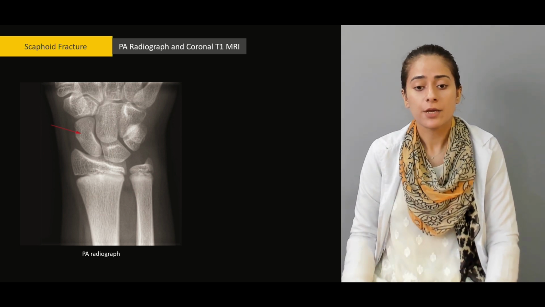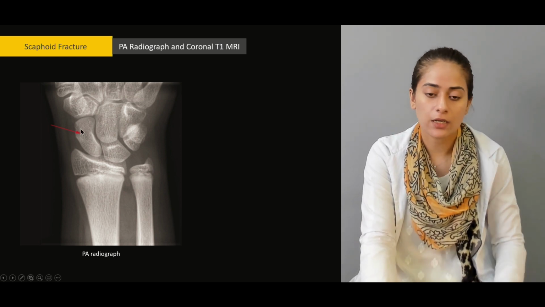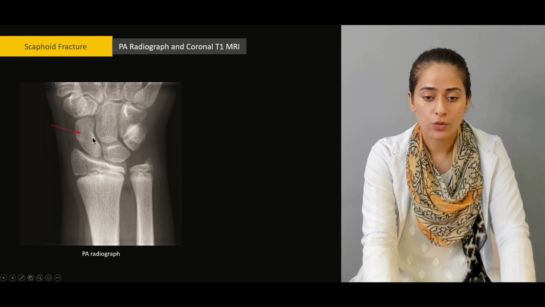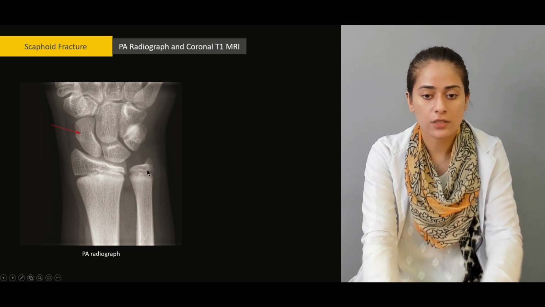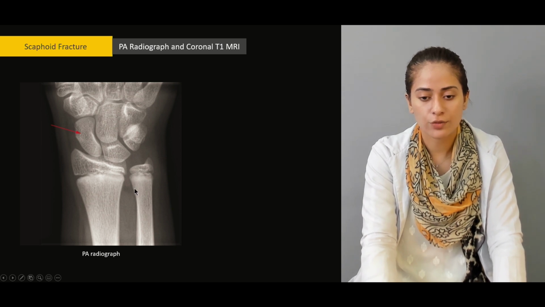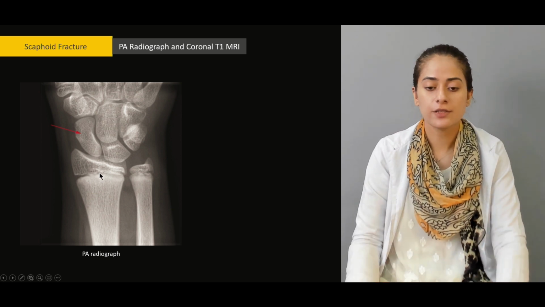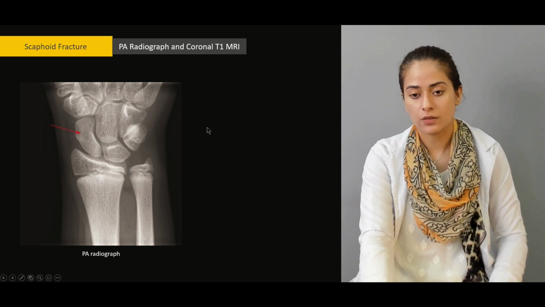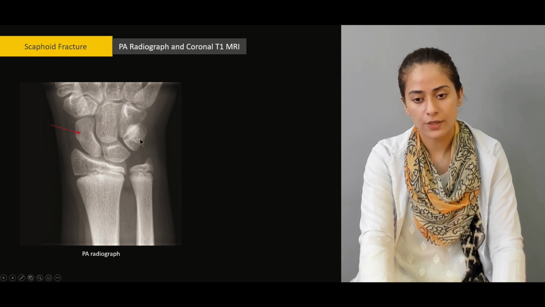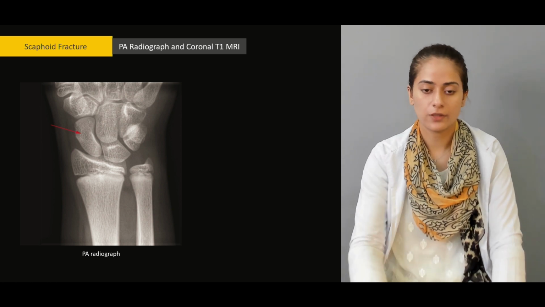So this is a PA radiograph. So it's very easy for someone to miss this fracture here because it's not very visible on the radiograph. This is a child's X-ray again because there is no complete ossification. There is a cartilage present here, which is not visualized by the X-rays. So this is a child's X-ray whose age is probably above 12.